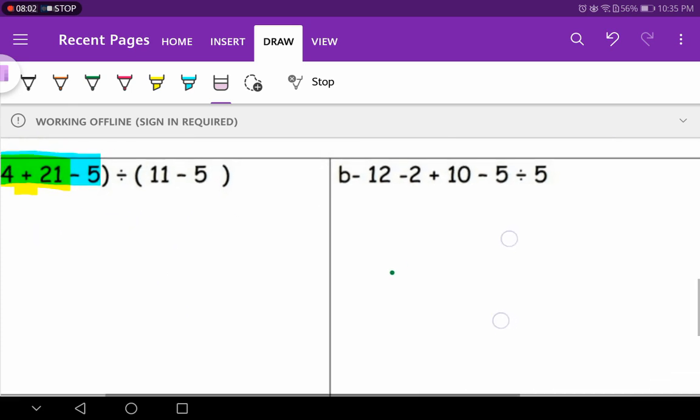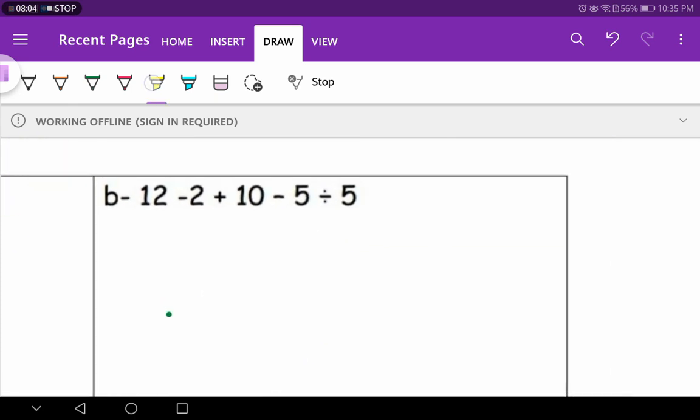Me too. Now let us come here. Now how many operations do I have? Minus, plus, minus, divide. No brackets here, so go directly and execute the division, because it's stronger than plus and minus. So I will do this, my dear student.